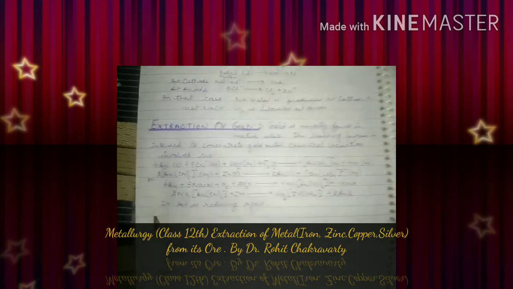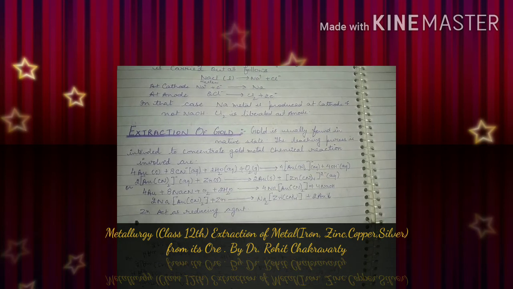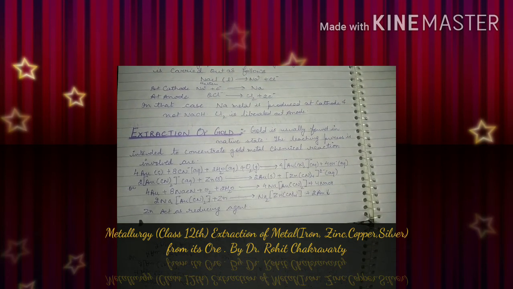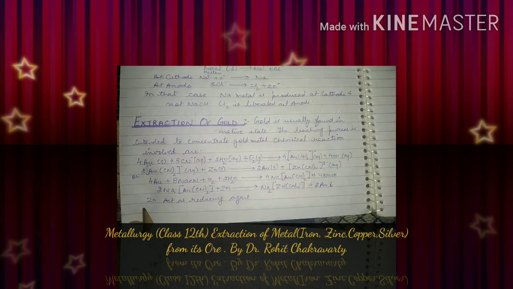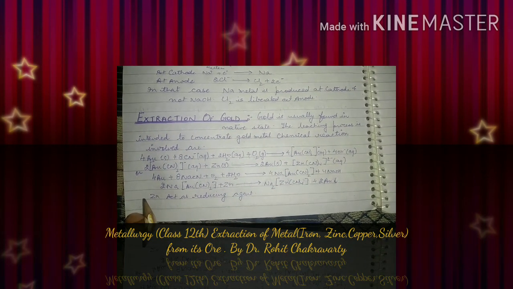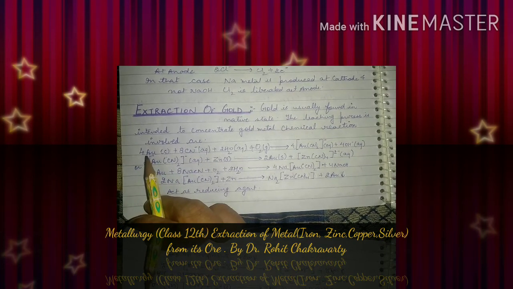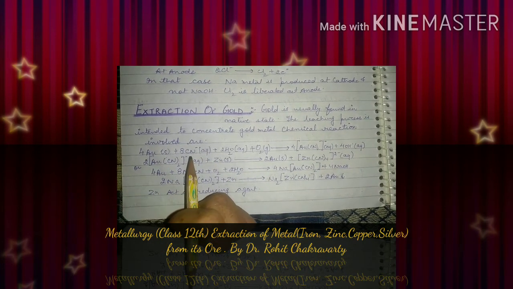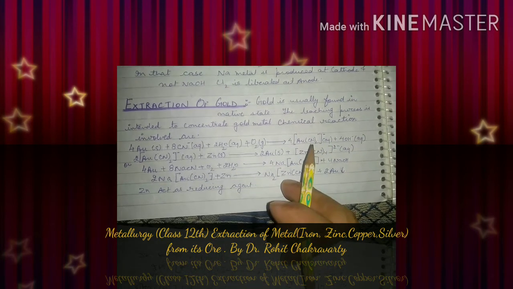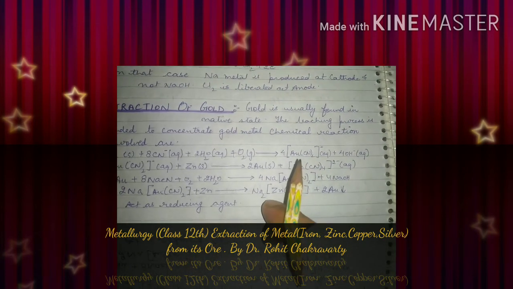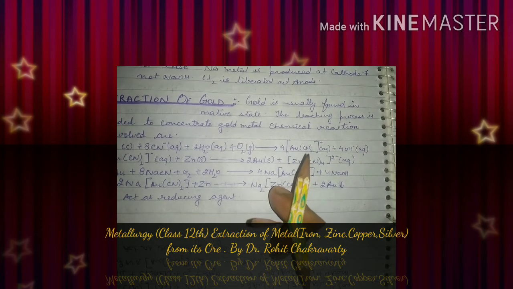Now talking about the extraction of gold and silver. First one is gold. Gold is found in the native state. The leaching process is intended to concentrate the gold metal. This is the chemical reaction involved. In this, what happens? The gold metal reacts with cyanide in the presence of an aqueous solution, so there is a formation of a complex. Here you can see, gold metal will form a cyanide complex.